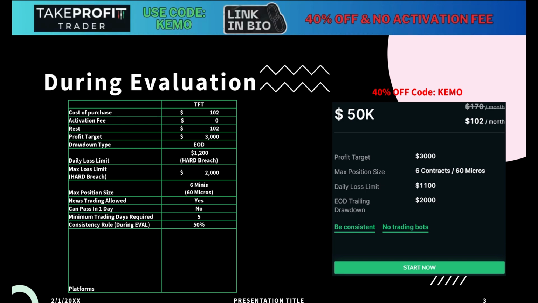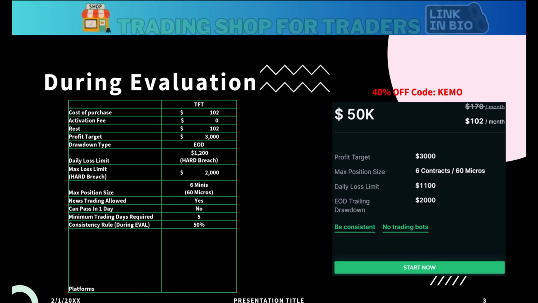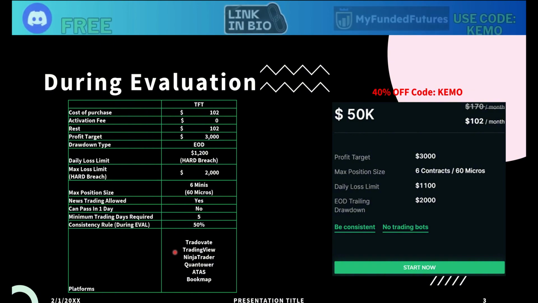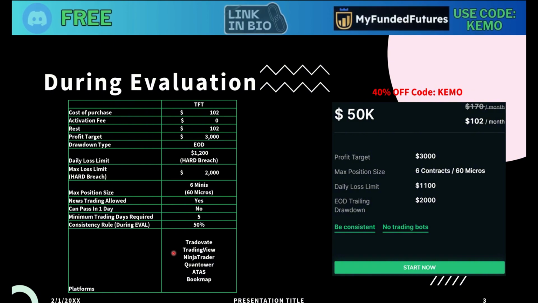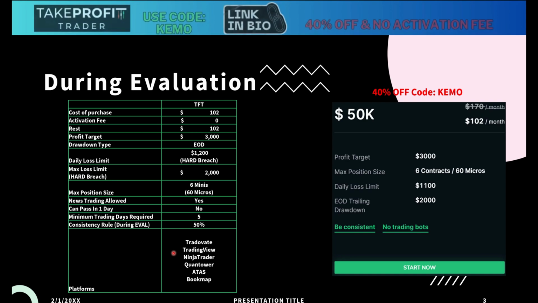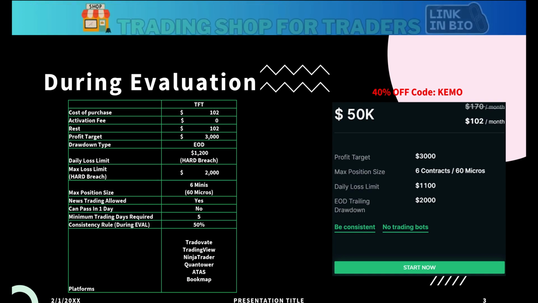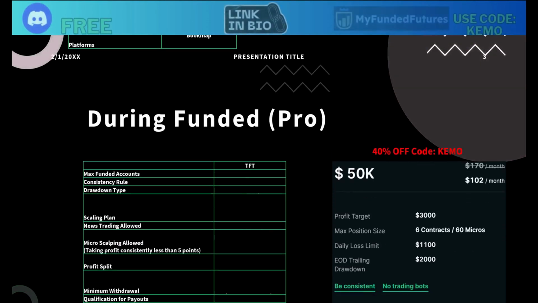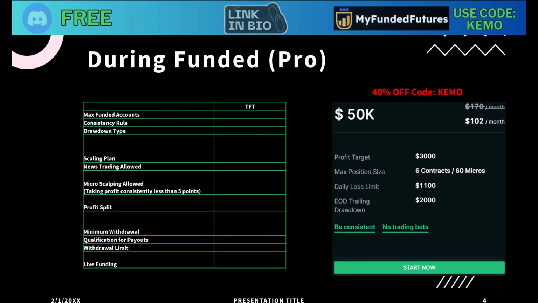And as for the platforms they offer, they have some pretty standard platforms like TradingView, Trade08, NinjaTrader, Quanthour, and Bookmap. And I like that they have a lot of options, because a lot of traders prefer to trade on different platforms. So, moving on to the funded phase.